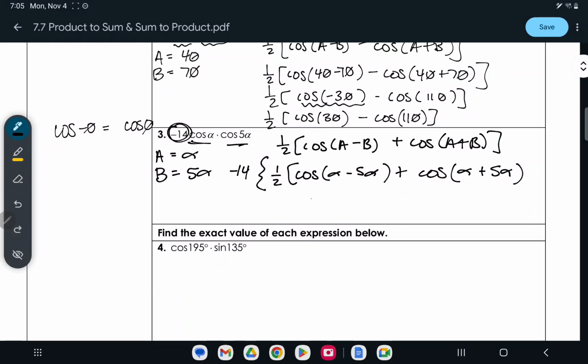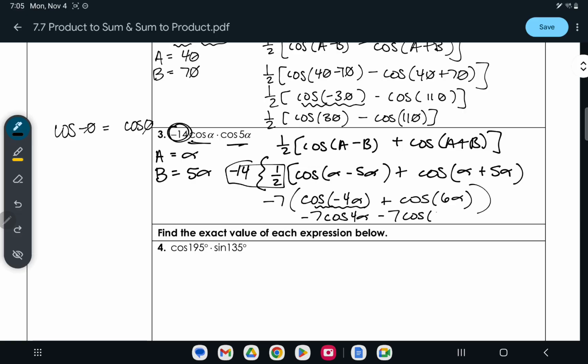So let's see if we can simplify. So cosine of negative 4 alpha plus cosine of 6 alpha. And then I have this negative 14 times 1/2, so that's just negative 7. That's negative 7 times everything, so I can distribute that. So negative 7, and then remember, cosine of a negative angle is the same as if it were positive. So cosine 4 alpha minus, because I'm distributing that negative 7, cosine of 6 alpha. And there we have that.